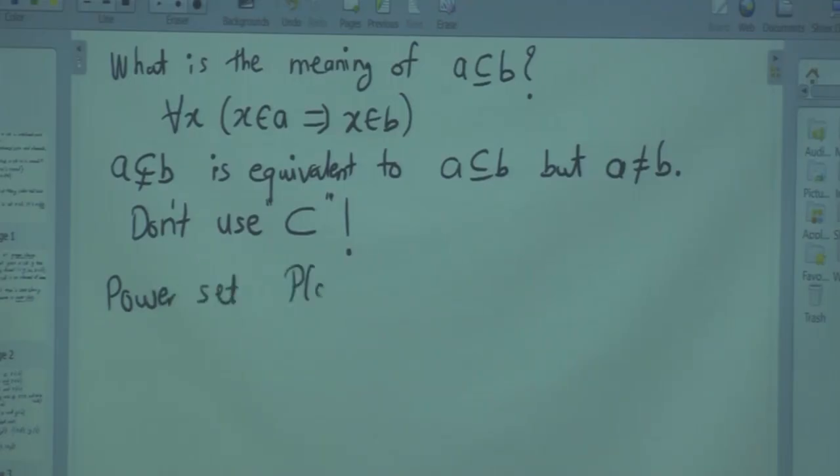So, P of A, what is the definition? All those X's such that X is a subset of A. Very good. So, that is our power set.